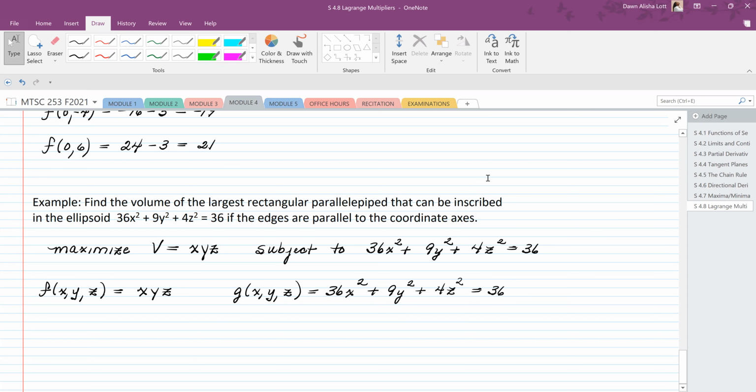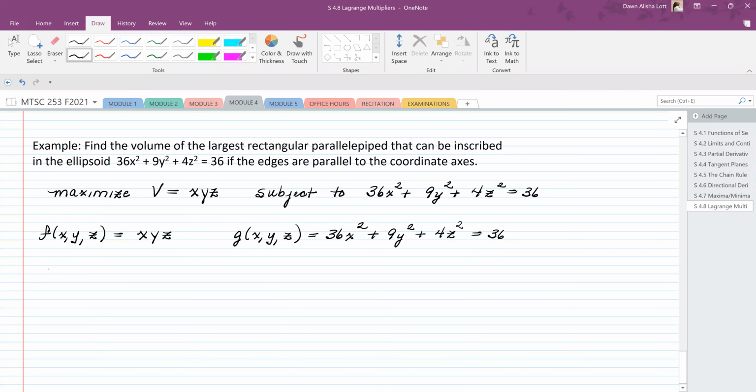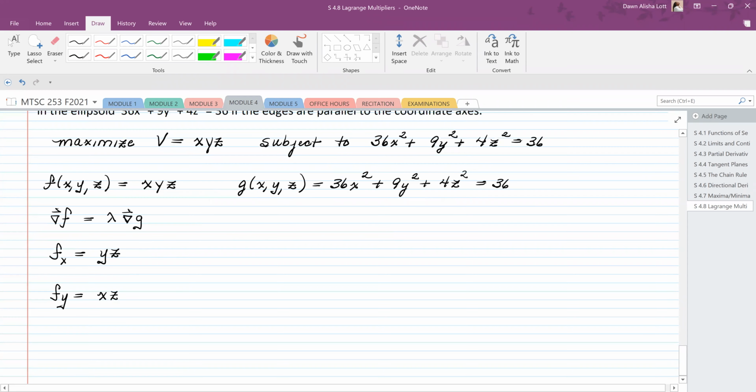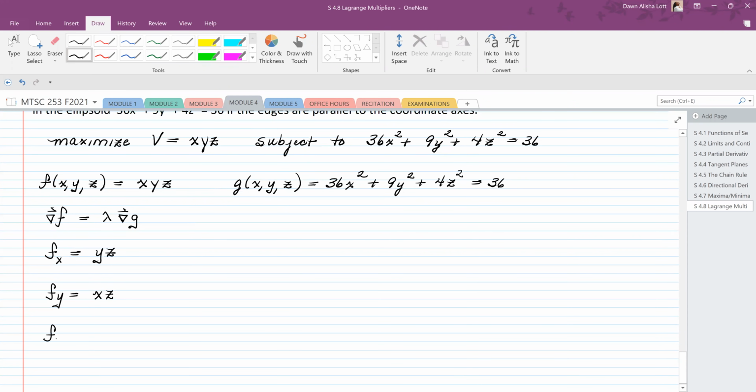So I'm going to do something a little bit different. I'm going to find the gradient of F and make it equal to lambda times the gradient of G. All right, so F sub X is equal to YZ. F sub Y is XZ. And F sub Z is XY. Okay, so we got that far.